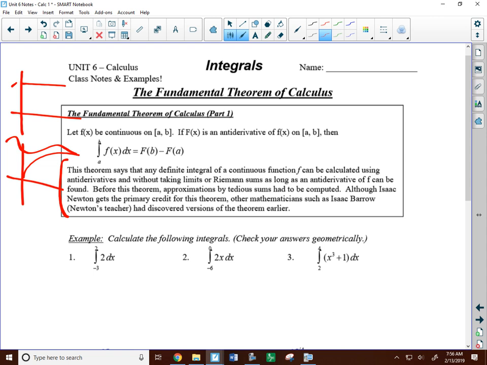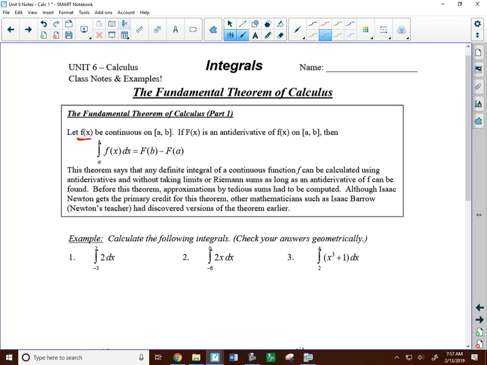Well, the Riemann sums, the trapezoid rule, can only approximate. And doing so many of those is pretty tedious. So we needed a better way to find the area under the curve. And it goes back to antiderivatives. So here's what it says.